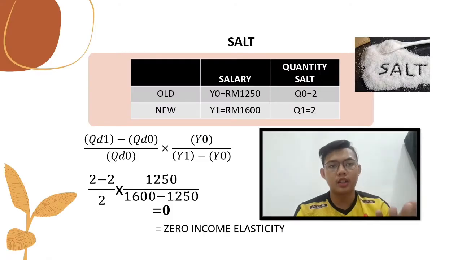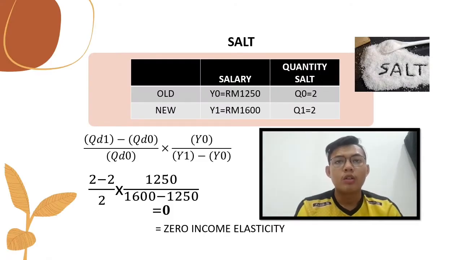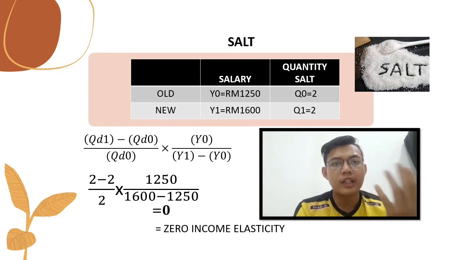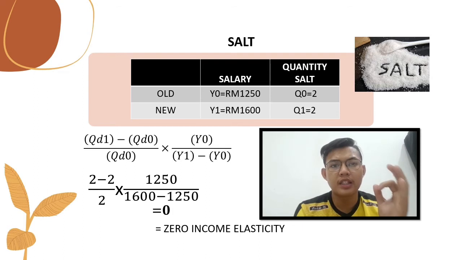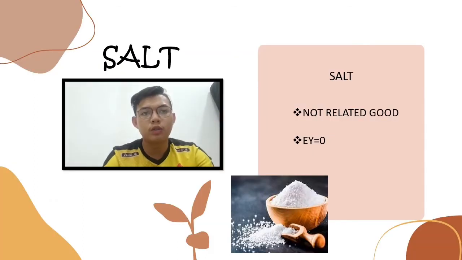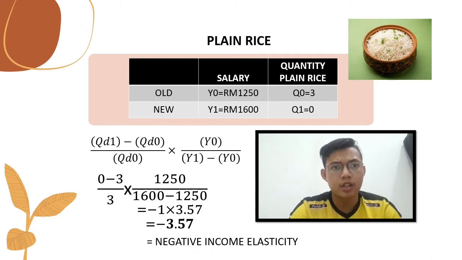The third thing is salt. When we use the formula, we get 2 minus 2 over 2 times 1,250 over 1,600 minus 1,250, so we get 0. When we get 0, we know that the salt has zero income elasticity. So from the answer 0, we know the salt is not a very good one because the EY is equal to 0.